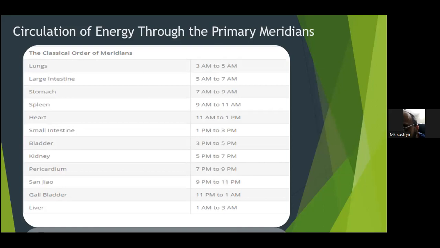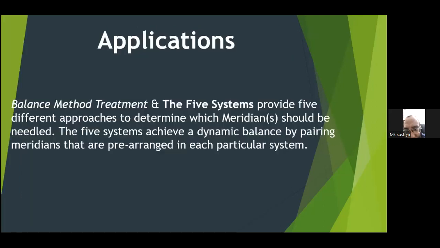This you will see later on. This slide will come later. This is based on five different approaches to determine the meridians, and we should needle it into five dynamic balance systems. Each data is pre-arranged in each particular system. You cannot make your own arrangement. So when you speak about applications, it is already an applied method, and you cannot reapply it in a different method. Next.